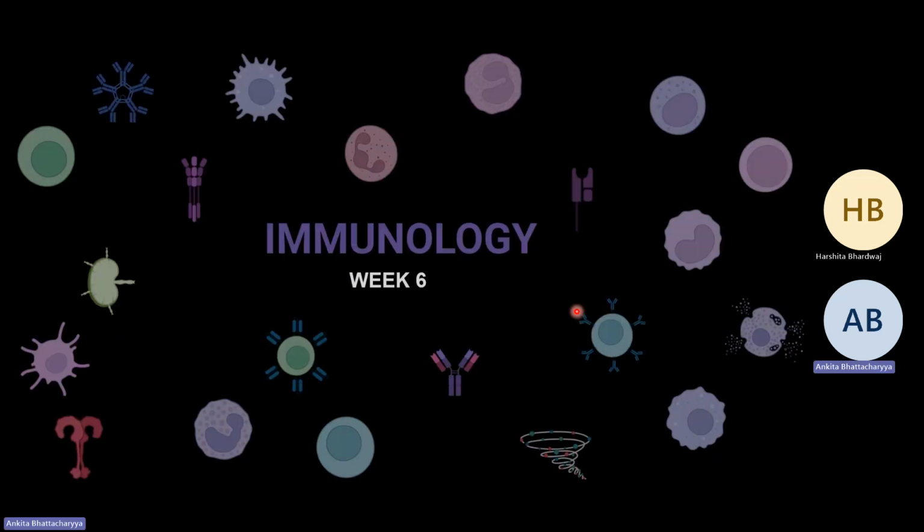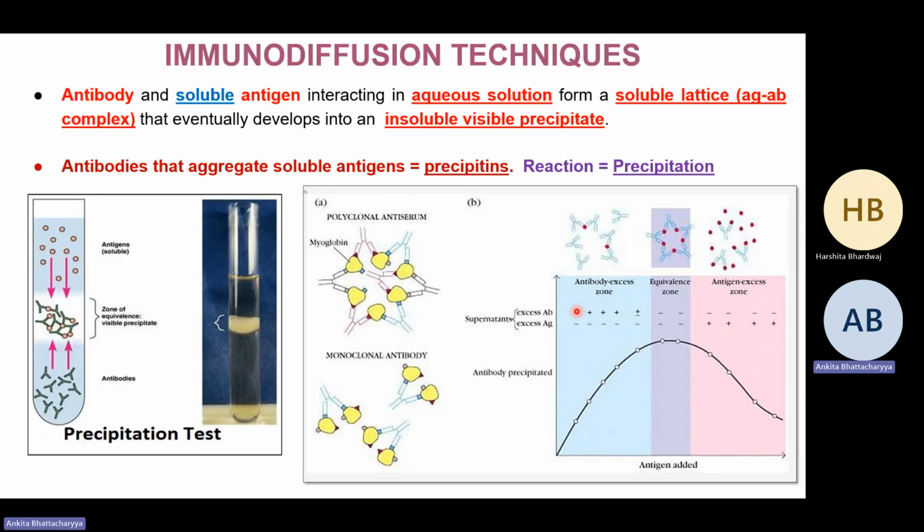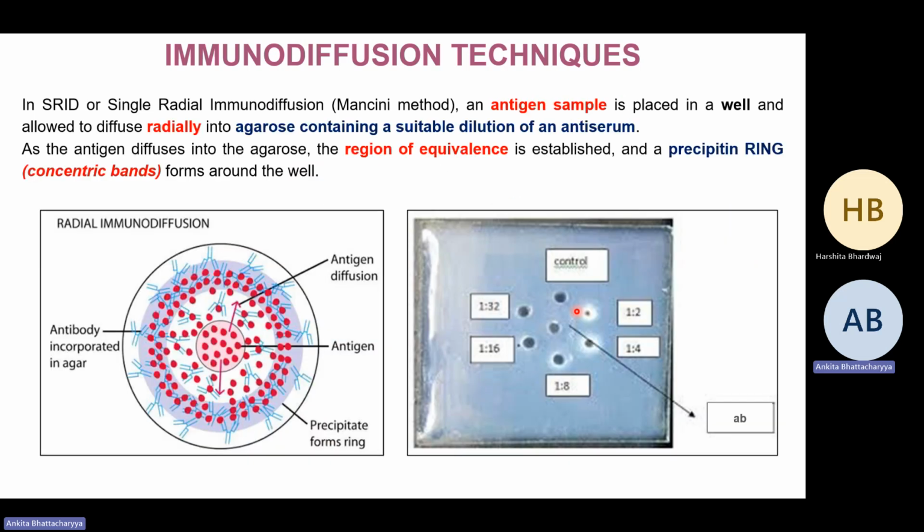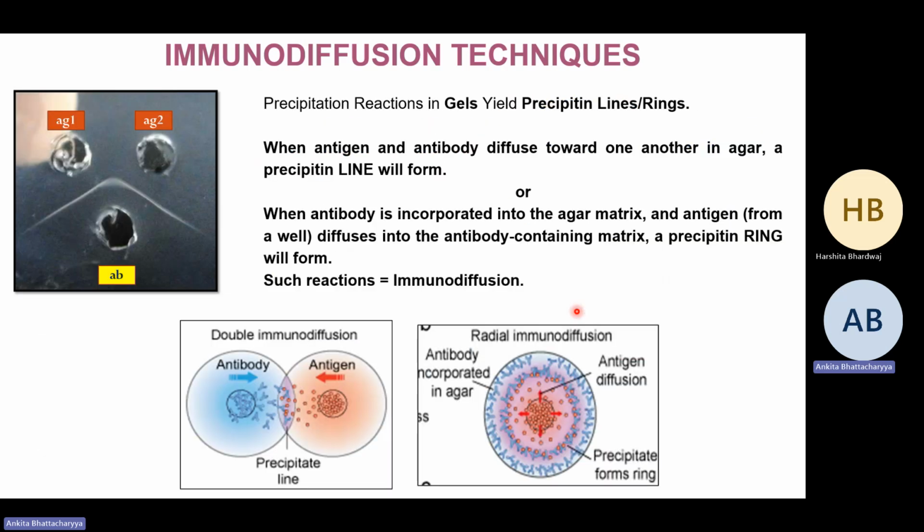Then, as part of week 6, we looked at immunodiffusion techniques. We deviated a little bit and started going towards the technical part associated with immunology, the formation of precipitants. I think I'll go over this a little fast because it's not really very concept based. It's just experiments back to back.